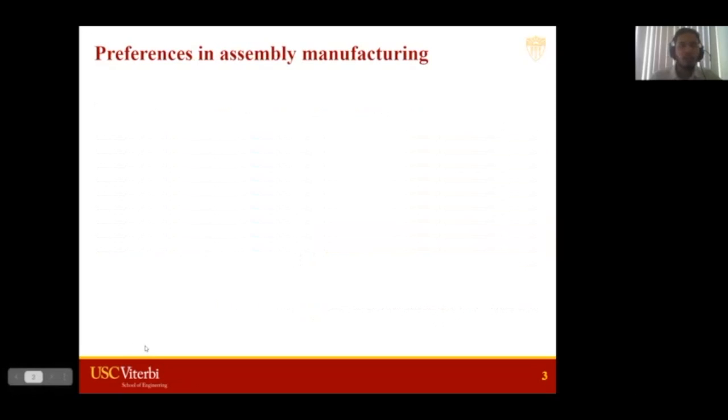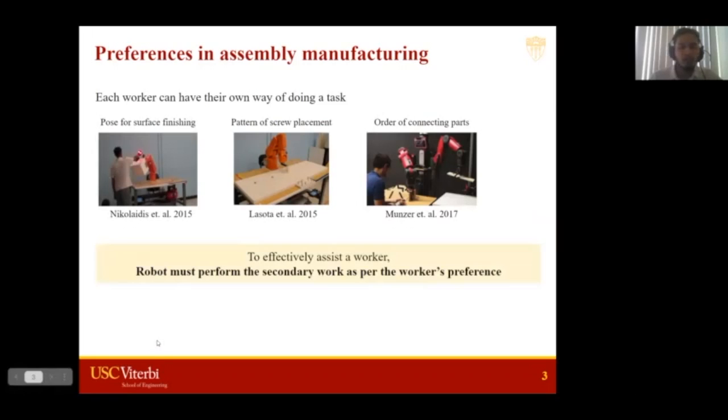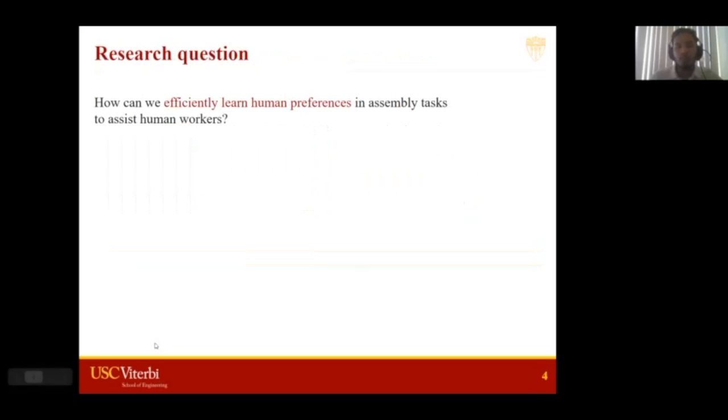So a challenge in assisting workers in these assembly tasks is that each worker can have their own way of doing a task. So they may have their own preferred order of connecting parts or preferred pattern of placing screws. So to effectively assist each worker, the robot must perform the secondary work as per that worker's preference. Therefore, a research question is how can we efficiently learn human preferences in assembly tasks so that new workers don't have to demonstrate their preference from scratch.